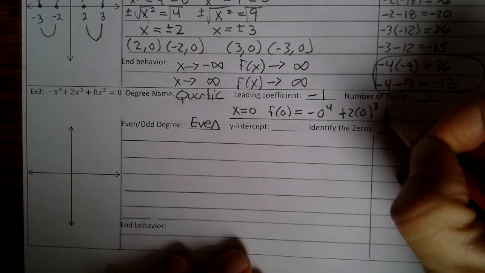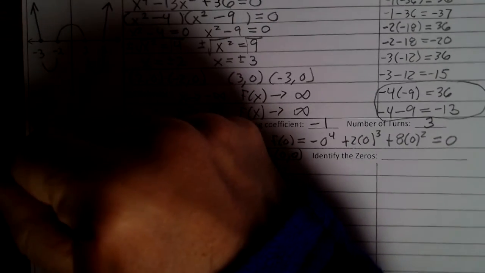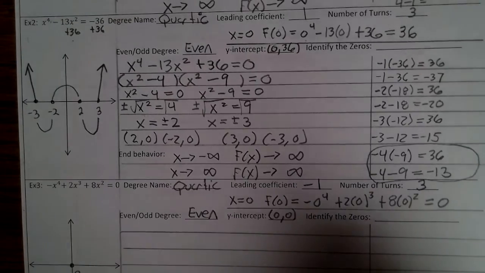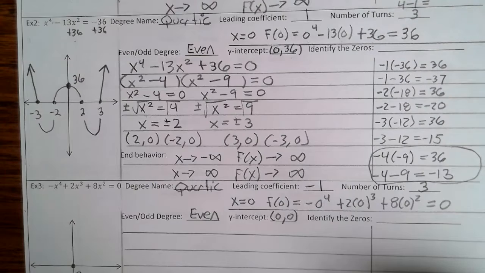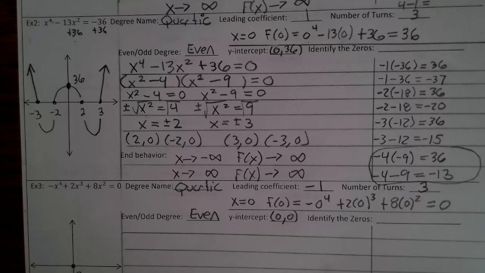Now, you actually want to put the dot at 0 there. And what I left off in here is, notice the y-intercept was 36, so we should have actually put a dot here at 36. Okay? All right? So now we're going to set this equal to 0 and factor and solve. So that's negative x to the 4th plus 2x cubed plus 8x squared equal to 0.